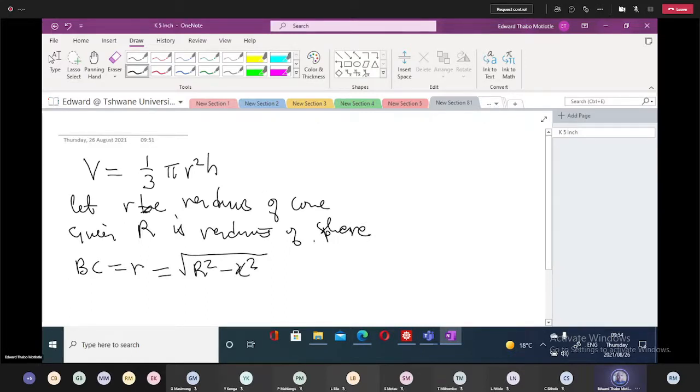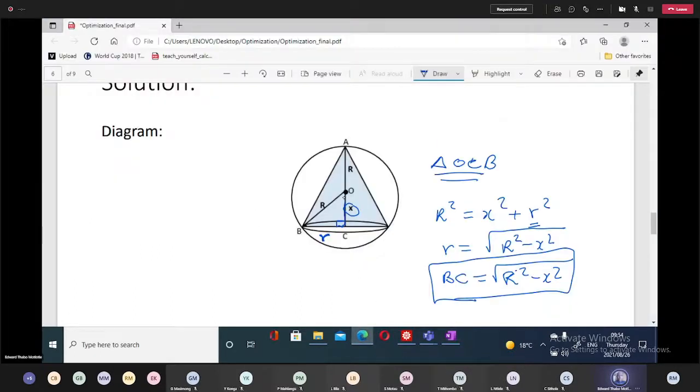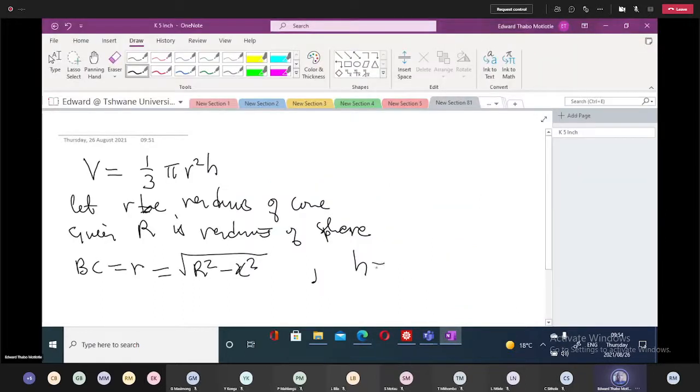Okay, now what is the value of h? Looking at the diagram, you can see that h is the height of the cone. From this point to this point, this will be the value of h. So this is our h. You can clearly see that h is equal to R plus x. So our h is equal to R plus x. Now we substitute in this formula here.